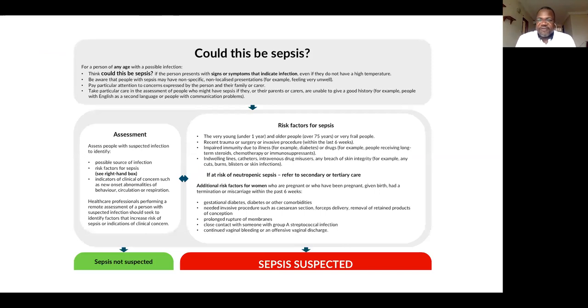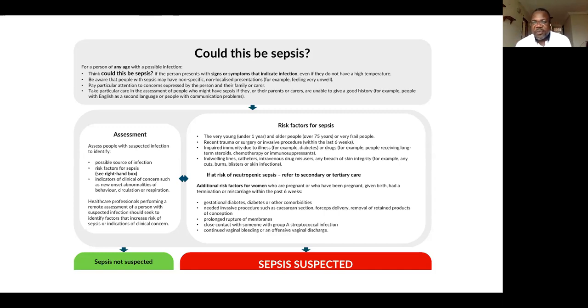Now, after understanding what happens, and after being able to suspect that your patient has an infection, you ask yourself, could this really be sepsis? Remember that you use SOFA criteria to make the diagnosis of sepsis in the presence of an infection. So you establish that there is an organ dysfunction.